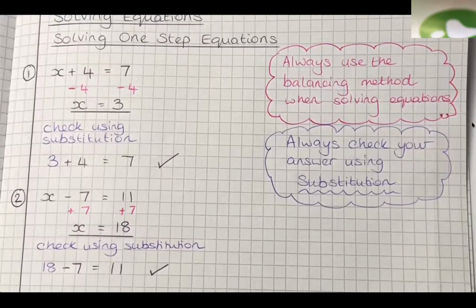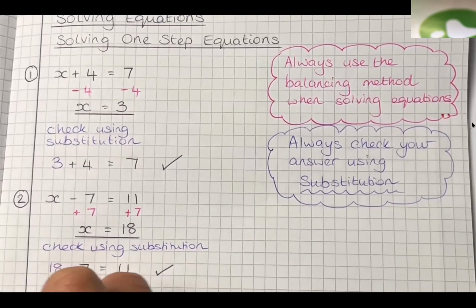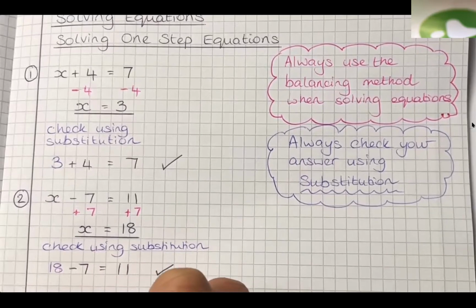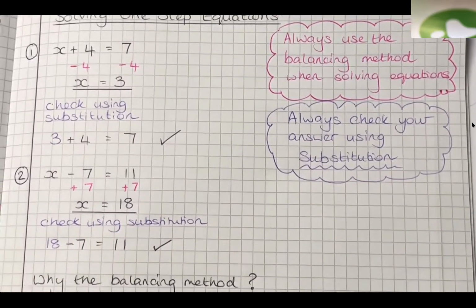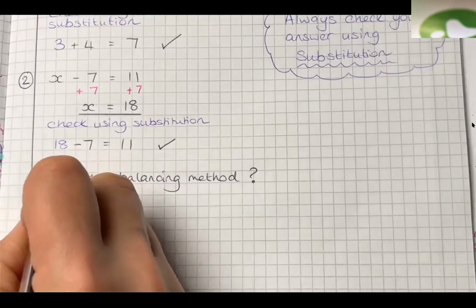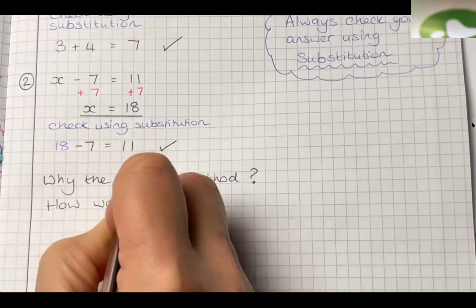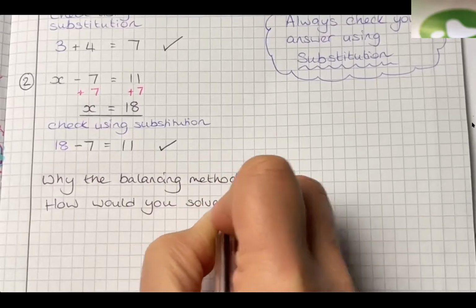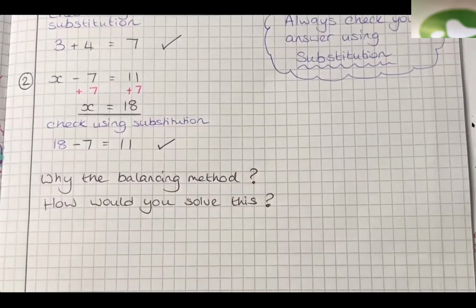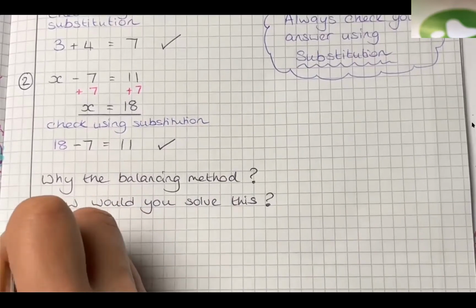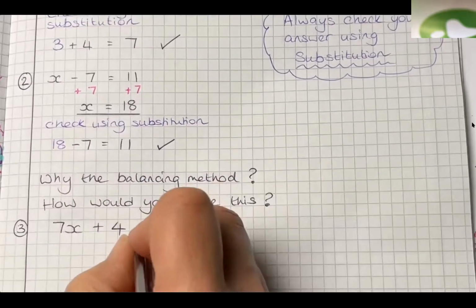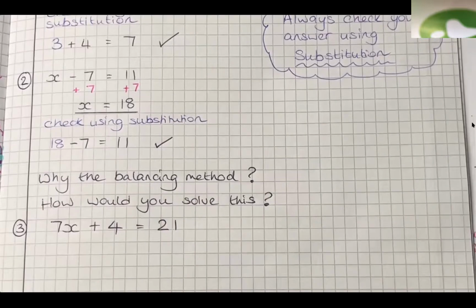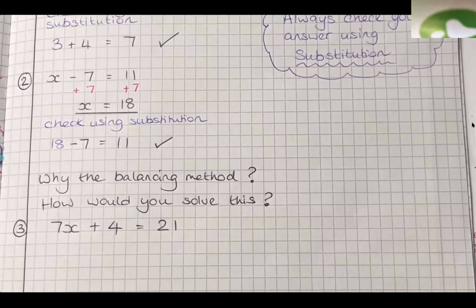All right, so why do I want you to do this method and only this method? So let's have a look. Okay, why the balancing method? Well, what about this question? How would you solve this? Let's have a look and see. So this is going to be my question 3. I've got 7x plus 4 equals 21. Okay? All right, how am I going to do it?